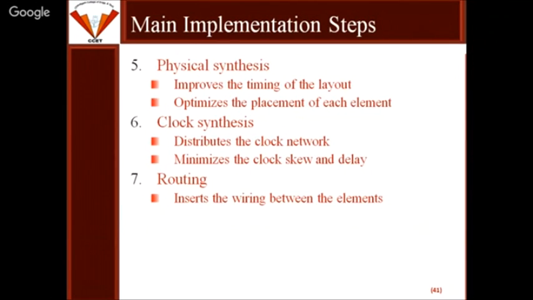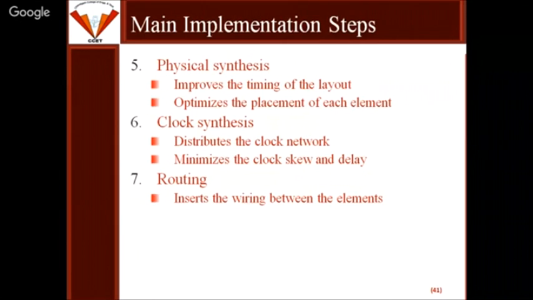Fifth one is physical synthesis. It means we go for the physical synthesis, which improves the timing of the layout and optimizes the placement of each element. And then we go for the clock synthesis, which distributes the clock network and minimizes the clock skew and the clock delay. The basic thing is that when we are creating the chip, clock distribution and power distribution are the two very, very important steps.